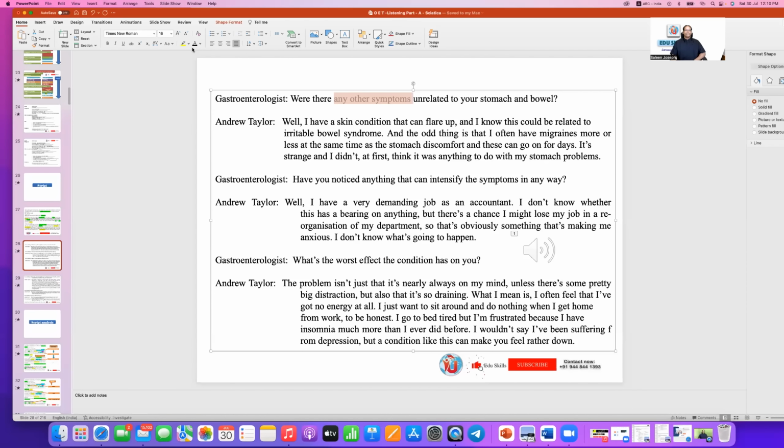Any other symptoms? Again, one more thing. One more symptom. Do you have any other symptoms? Unrelated. Yeah, this is very, very important. They will speak related symptoms and unrelated symptoms together. You have to identify which is the unrelated symptom. It's a common tactic they use to trick you. Now you see skin condition, and I know this could be related. He speaks about a condition. Skin condition could be related. We want only unrelated, so don't worry about the related, right? This could be related to irritable bowel syndrome. This is related, so we don't take it.